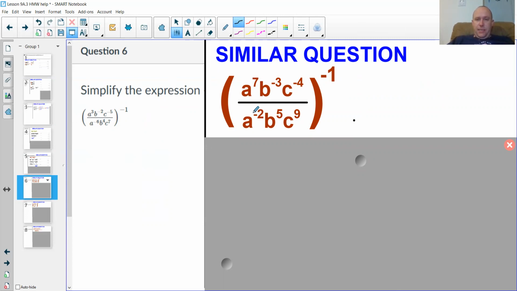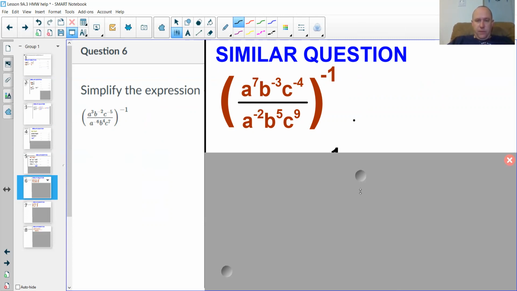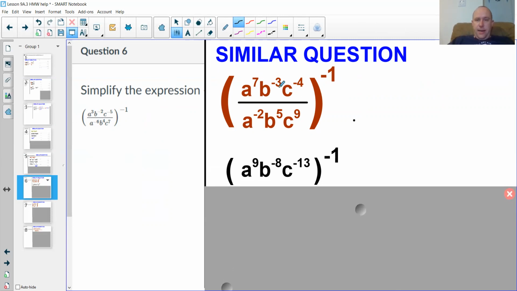So I want to subtract these exponents. So 7 take away -2 gives me 9. -3 take away 5 is -8. And -4 take away 9 is -13. So that makes this look much nicer now. Instead of having 6 terms, which I've got to bring this -1 to for all of them, now I only have 3 terms. So that's going to make this much easier for me.